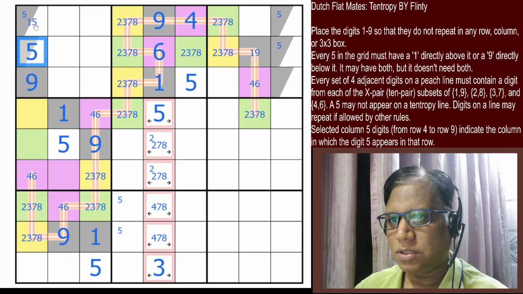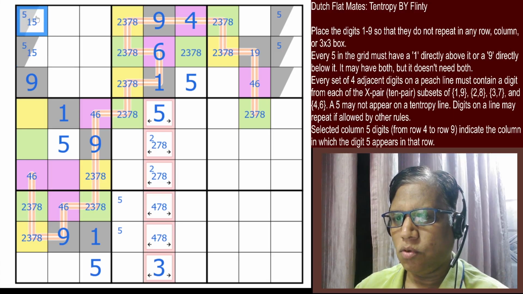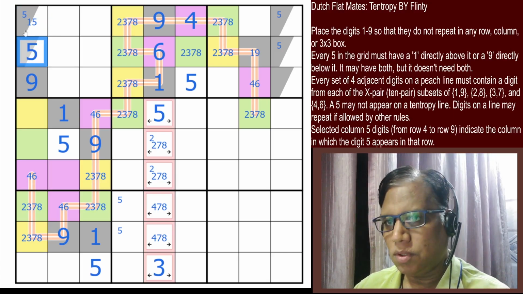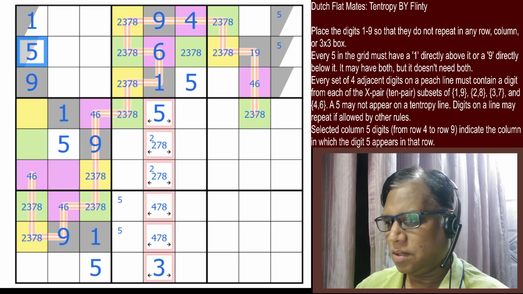That clearly means this has to be 5. No. Why? This could be, yeah, that can be 5, right? Then that will force 1 here. Yeah, okay. So that's 5 and that's 1. And this is, I think, the happiest flatmate here. It got both its required neighbors.